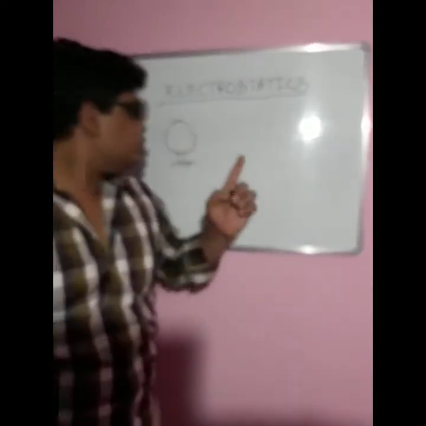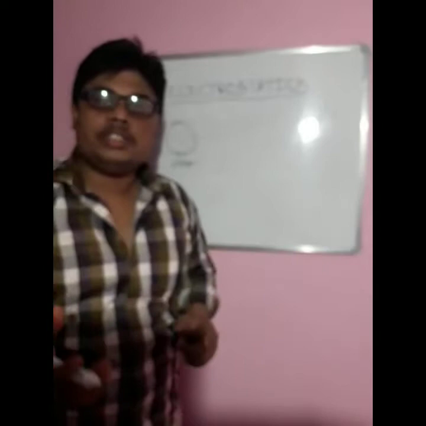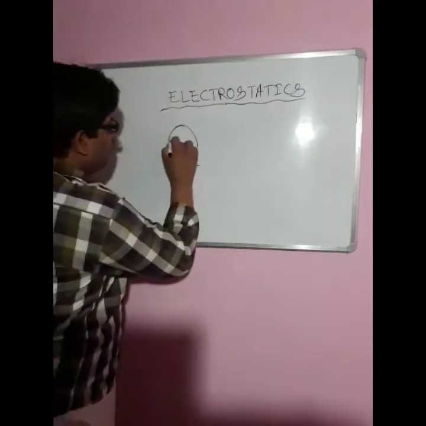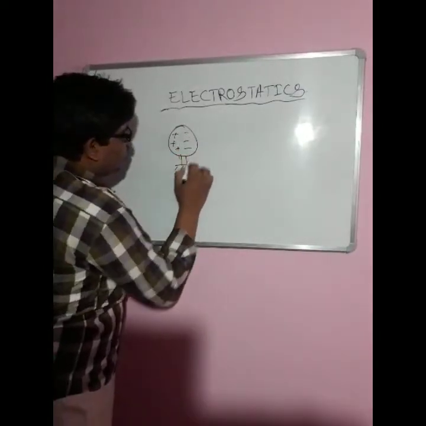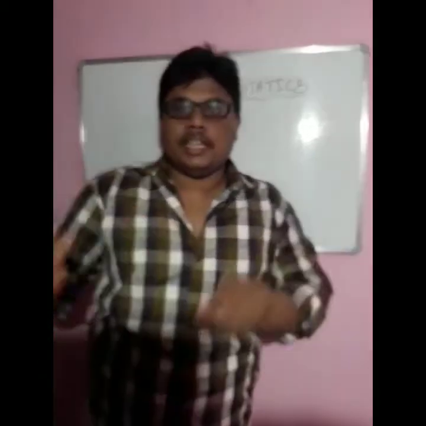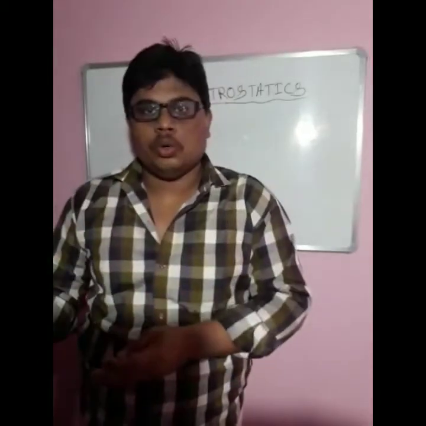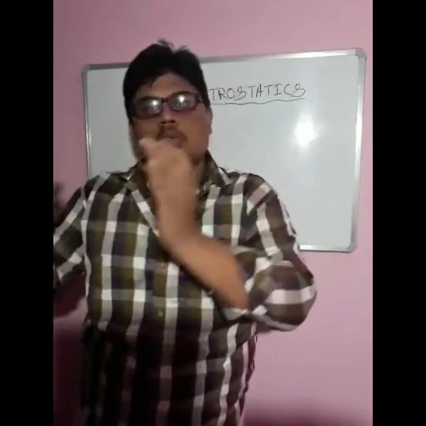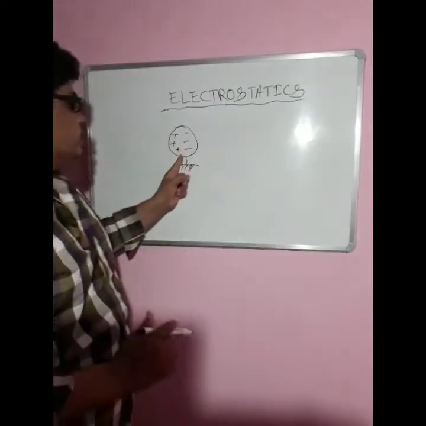Okay. See, this is a neutral body. Neutral body means the net charge is equal to 0. It means the summation of positive charge and negative charge is equal to 0, which means the number of positive charges equals the number of negative charges. This is the neutral body.